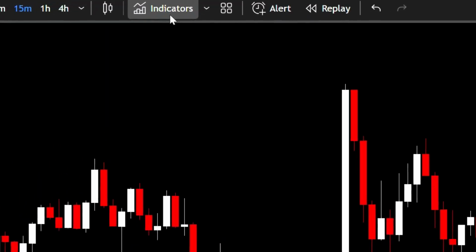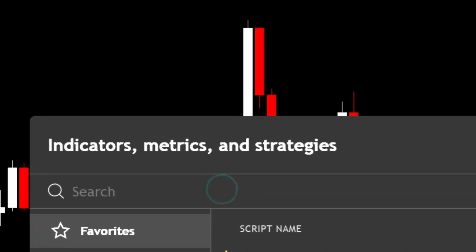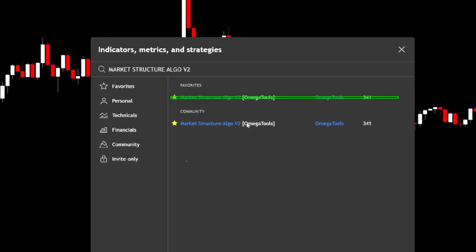Fire up TradingView, hit the indicators button, and bam, a search window will pop up. Type in market structure algo V2. Hit enter and click on it in the results to add it to the chart. It's now on your chart.